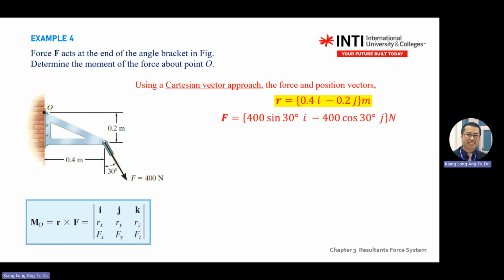Then about the force, also change into i, j, and k. This one is 2D, so no k. So the force, you split into x and y. So x is sine 30. Going down is cos 30. So it is negative because it goes down, because you assume going up is positive. So put this information inside this matrix, your k is 0, Rz is 0, Fz is 0.